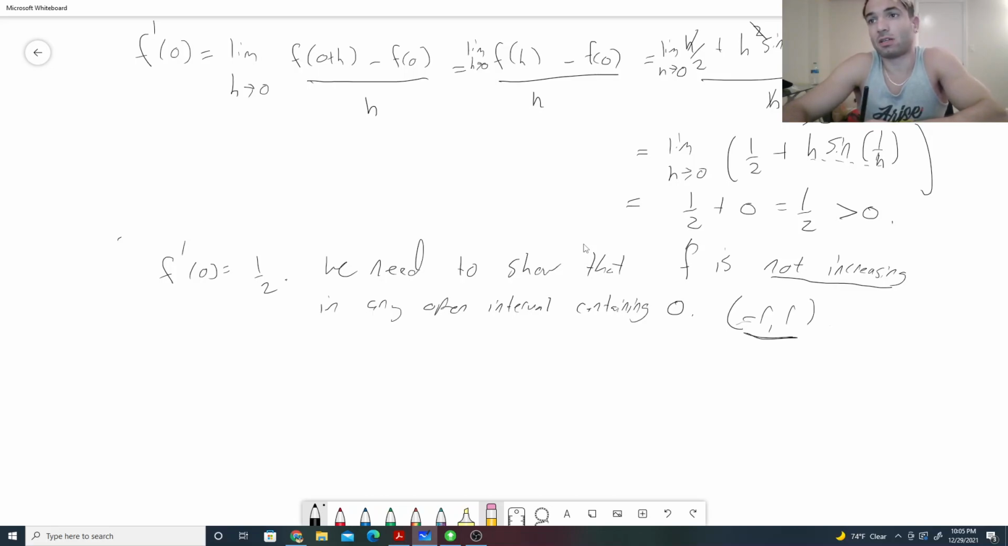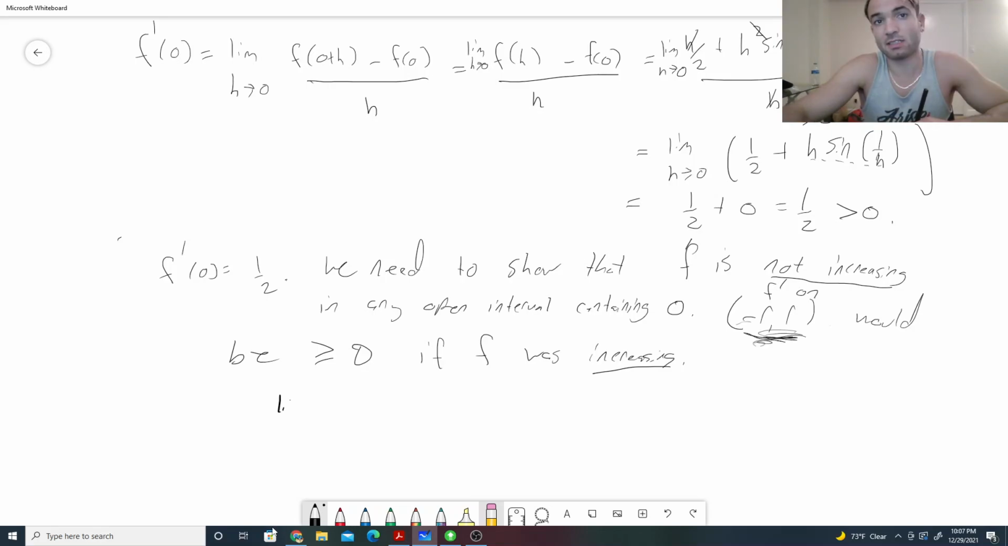So consider f prime on R to R would be greater than or equal to 0 if f was increasing. And why is that? Well, it's just the definition of the difference quotient. Since the derivative exists, you can always take h to be positive.